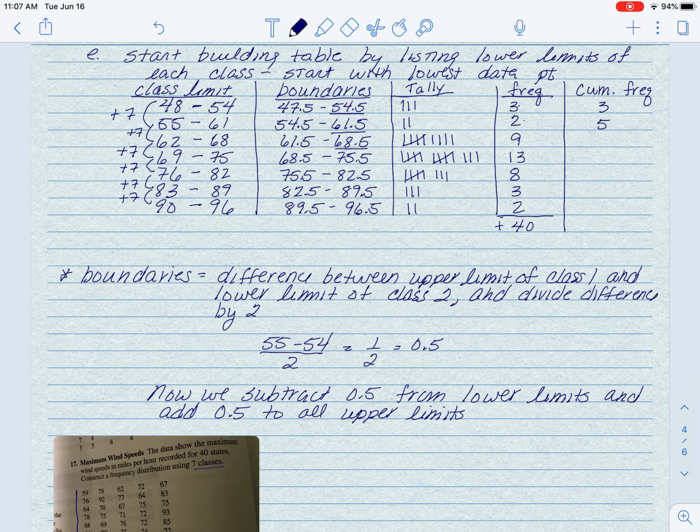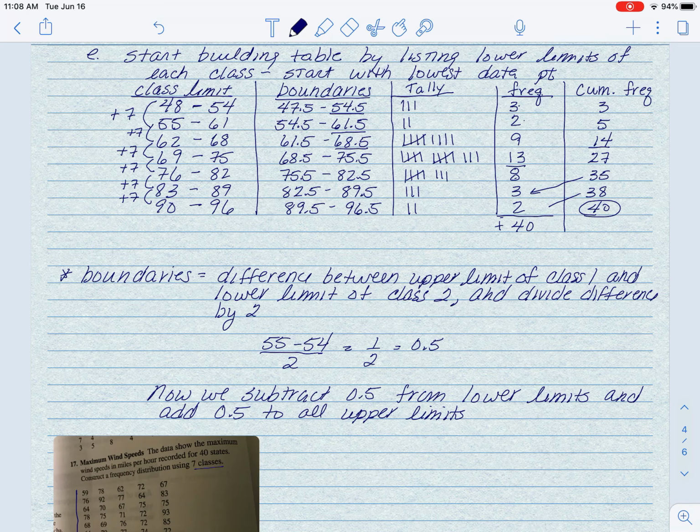Those data points less than 68.5 are the 5 in the first two classes plus 9, so that's 14. And then the next one is this 14 plus 13, which is 27. And then 27 plus 8 is 35. 35 plus 3 is going to be 38. And then 38 plus 2 is 40. You should always end with the total number of data points you have. So that's our cumulative frequency.